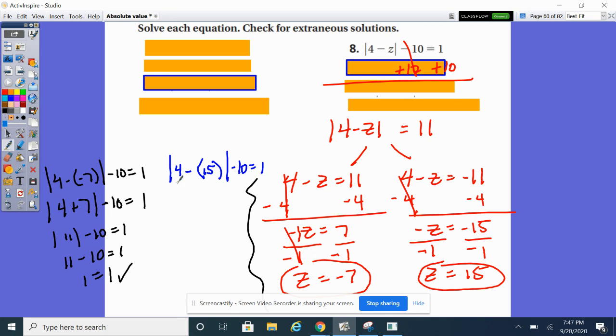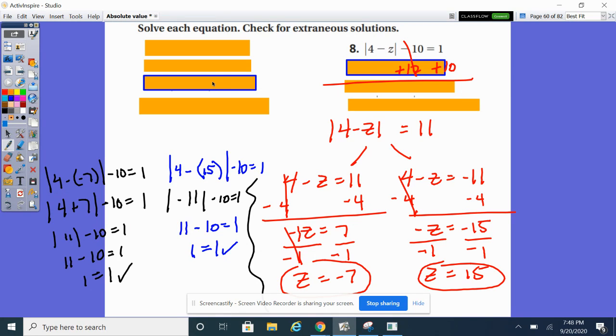Let's try this other one. 4 minus 15, that is -11. And then we've got minus 10 equals 1 at the end. Absolute value of -11 is +11 minus 10 equals 1. And 11 minus 10 is 1, which equals 1. So yeah, both of these check out. We have two solutions. Z is equal to -7 and Z is equal to 15. All right, we're going to try one more for the review.